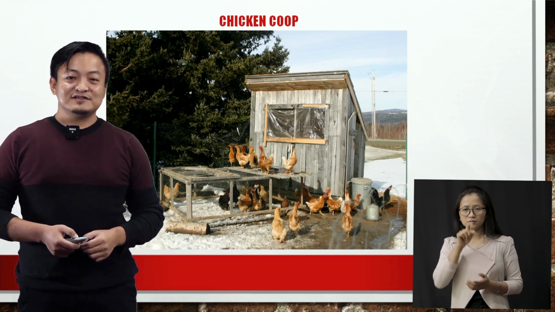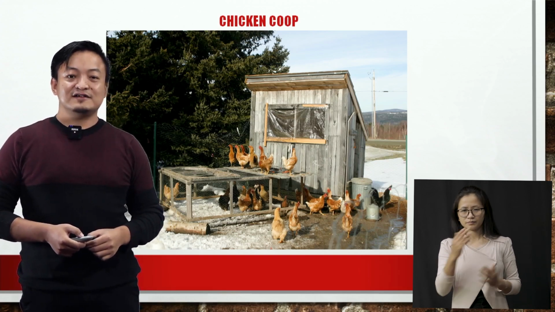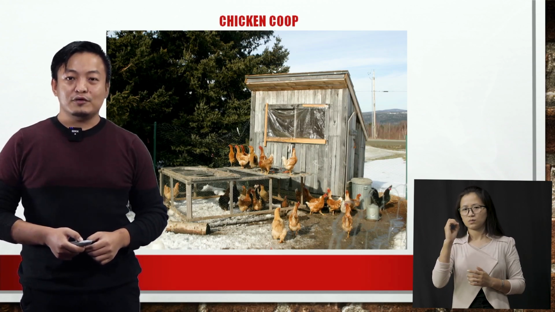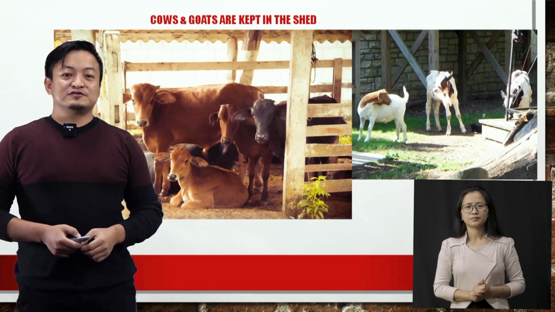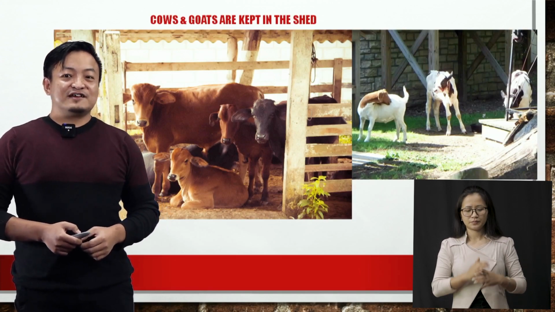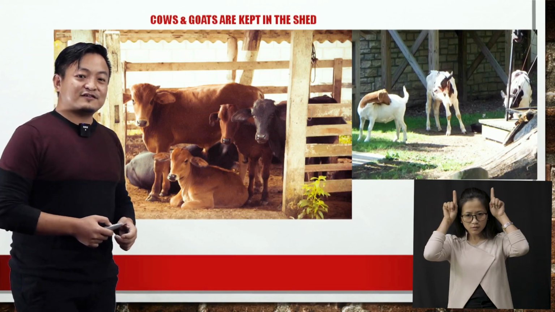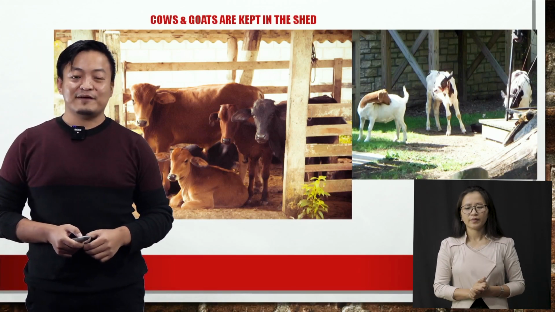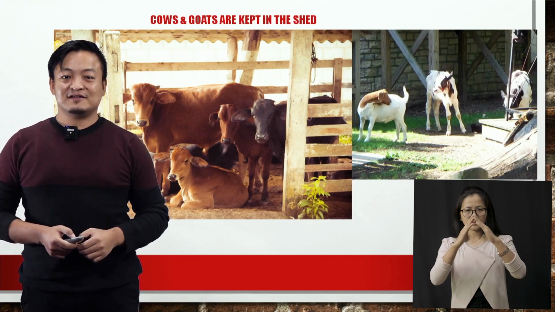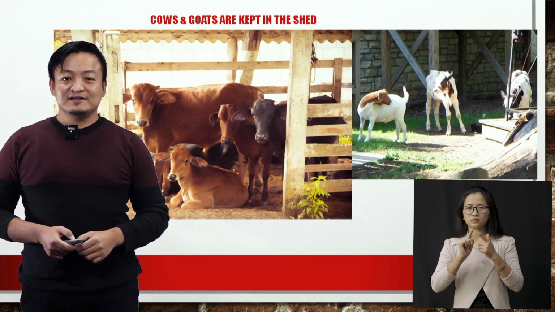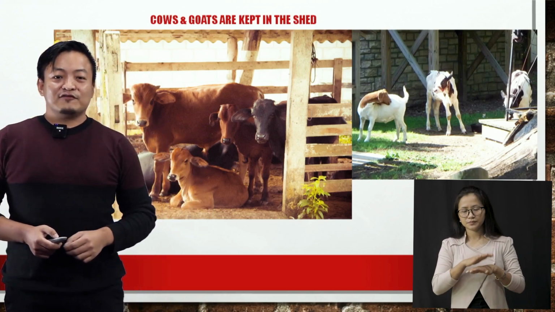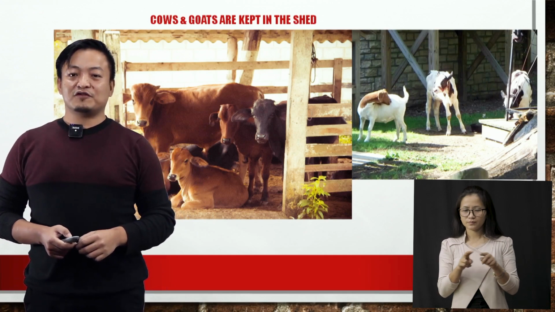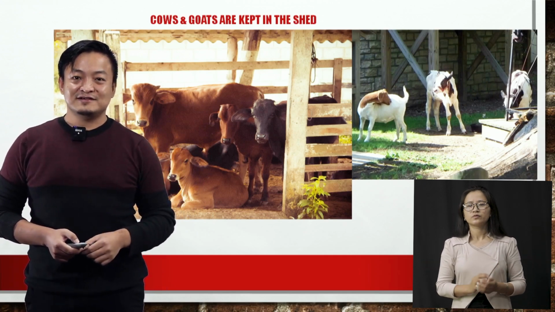So here we can see all the chickens. Students, the chickens take shelter in the coop. C-O-O-P. Now students, here we see cows and goats. Cows and goats are kept in a shed. They are kept in a shed. S-H-E-D. So students, we have learned all the different names for the shelters of different animals.